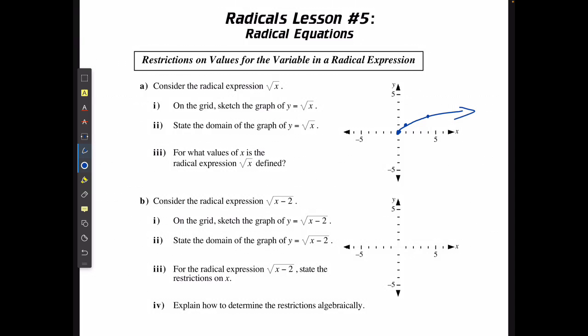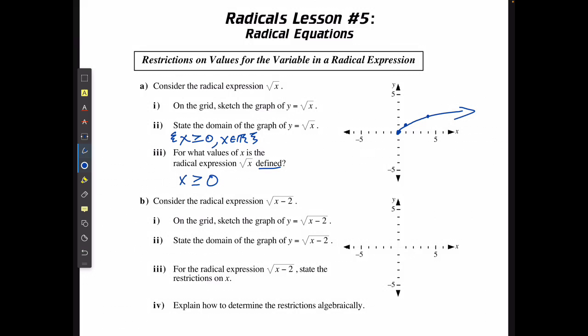In this case, what is the domain of this graph? Well, it's never in the negatives, which means that x has to be greater than or equal to 0, where x is an element of the real numbers, and make sure we include those set brackets. For what values of x is a radical expression defined? When it says defined, it means when is it actually possible? Well, it's possible as long as x is greater than or equal to 0. And we know this because we can't take the square root of a negative, so that makes sense.